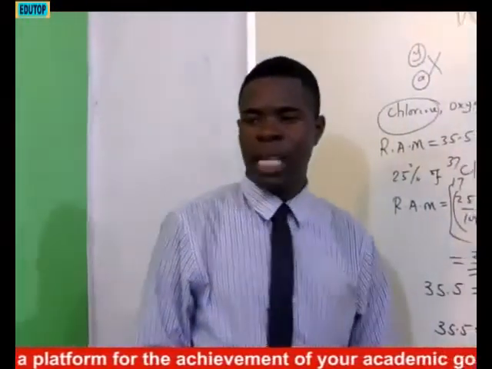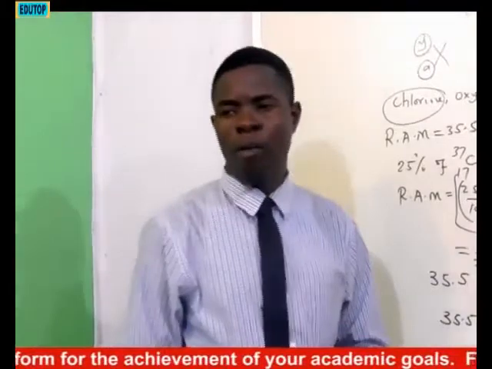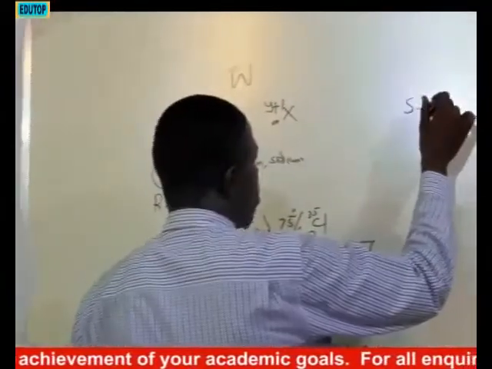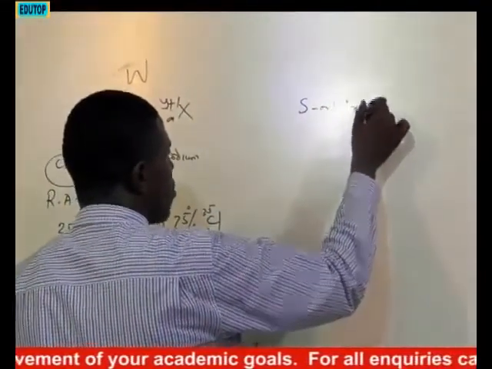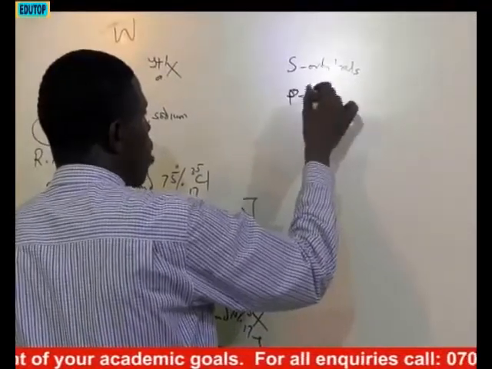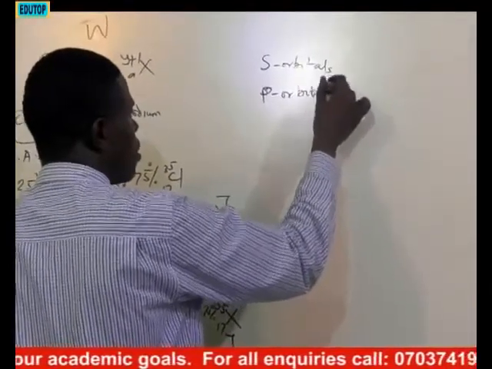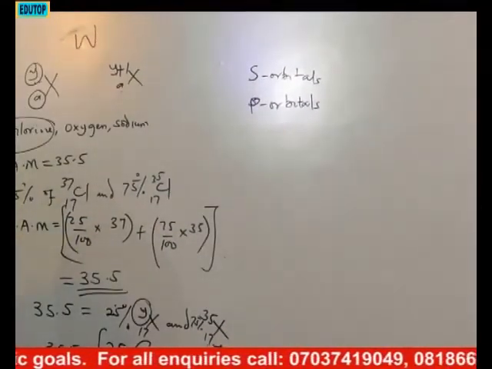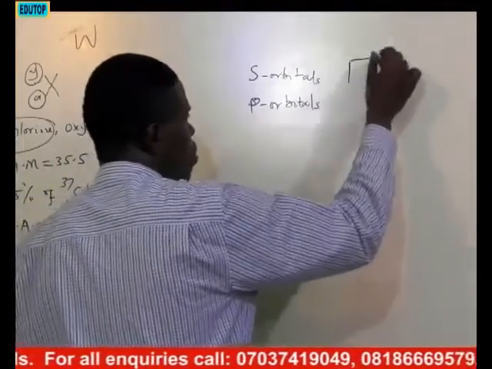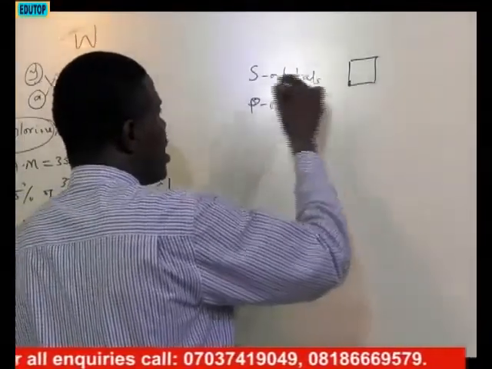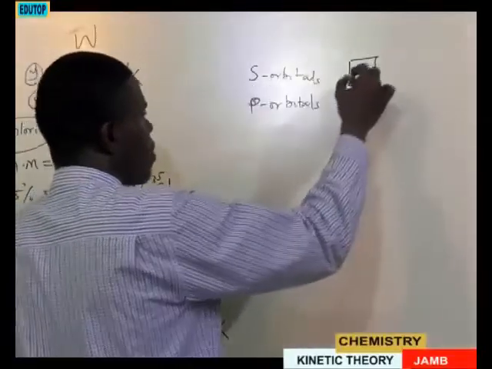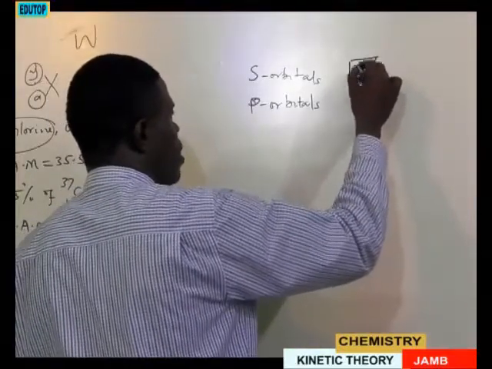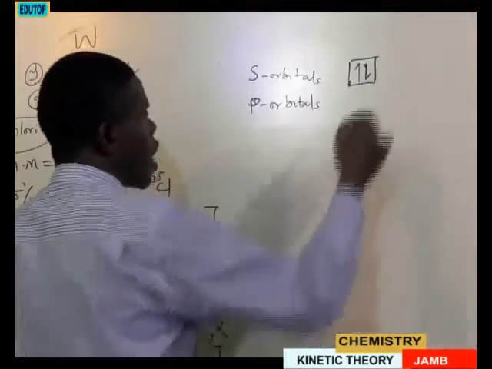Now, the next one is to determine the number of electrons in the s and p orbitals. We know that we have s orbitals and we have p orbitals. The question asks us to determine the number of electrons in the s orbital, which is just one orbital. The maximum number of electrons that you can have for the s orbital will definitely be 2. Take note.